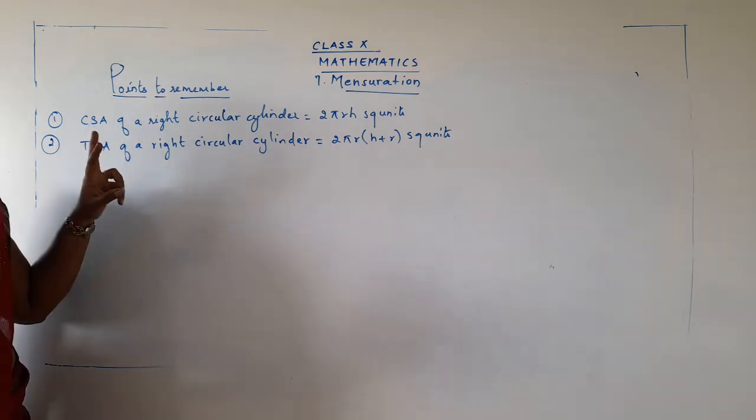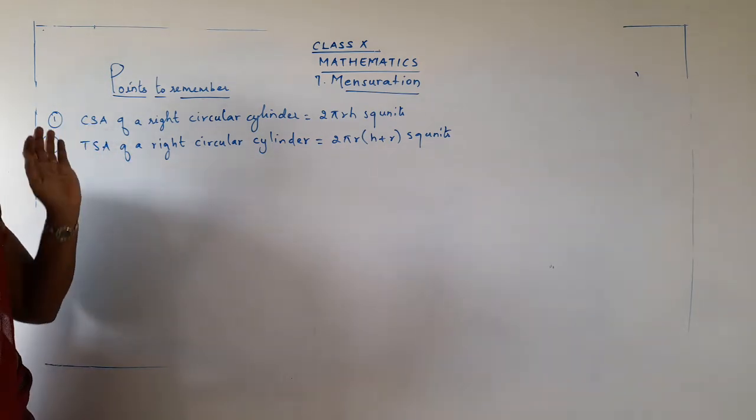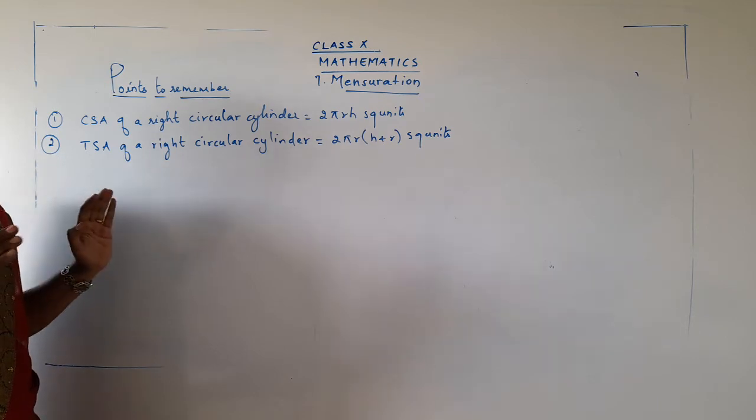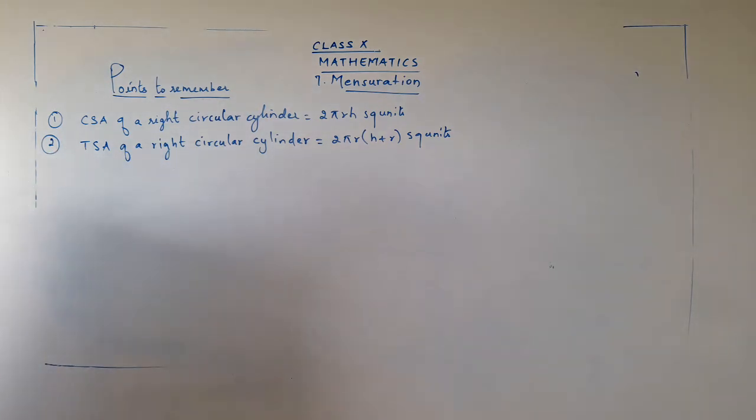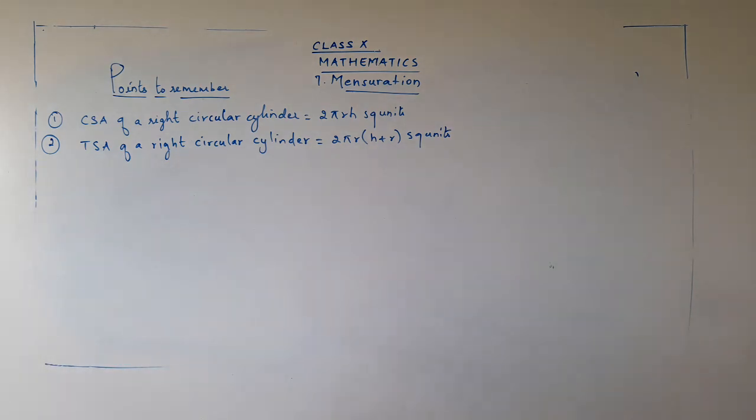So you have two formulas for surface area. One is the curved surface area and one is the total surface area. Now what is the meaning of curved surface area? You can just refer to your books for the definitions. Okay, let's check out the meaning of curved surface area and total surface area.